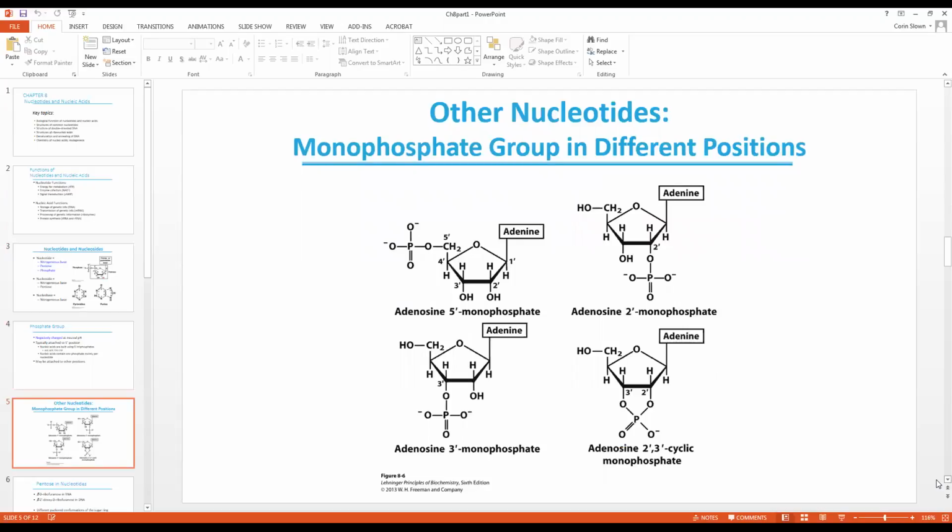If you take a look at some of the other nucleotides, the monophosphate group is actually in different positions. So we've got adenine as our base, and then you can actually see the adenosine 5' monophosphate. You can also see the 2' monophosphate, the 3' monophosphate, and the 2',3' cyclic monophosphate.